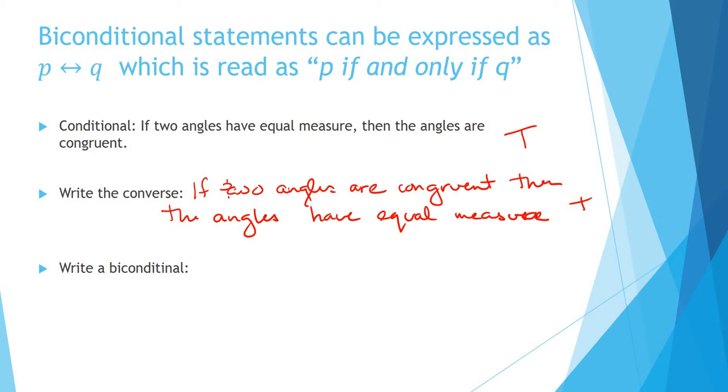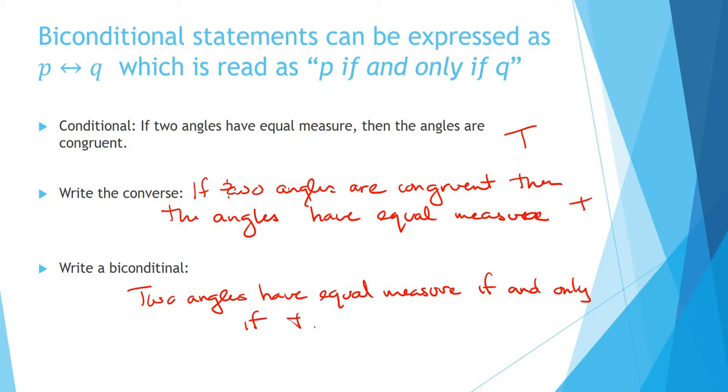So now pause and write a biconditional. Okay, the biconditional would be: two angles have equal measure if and only if they are congruent. And if you wrote it the other way, that's fine. Two angles are congruent if and only if they have equal measure. Either way is fine on the biconditional.